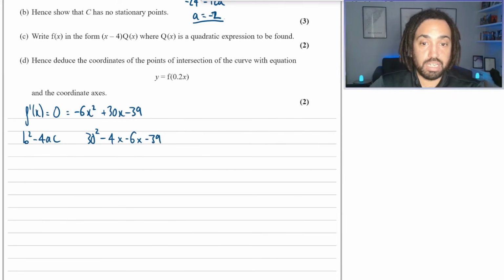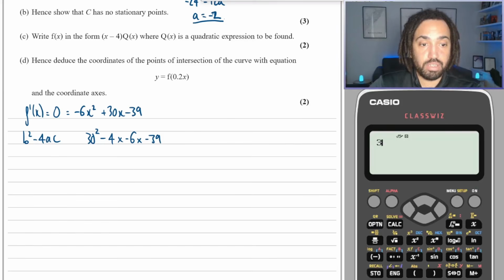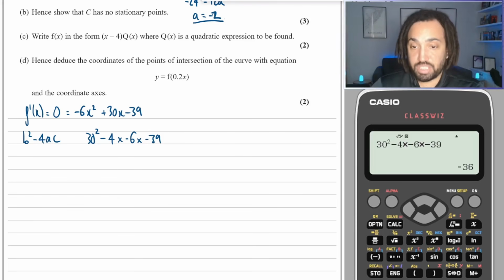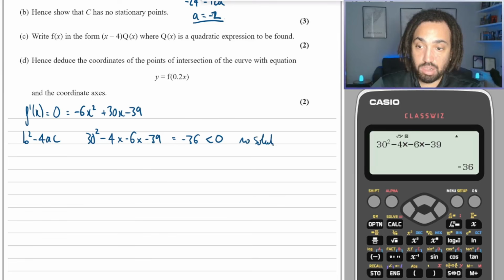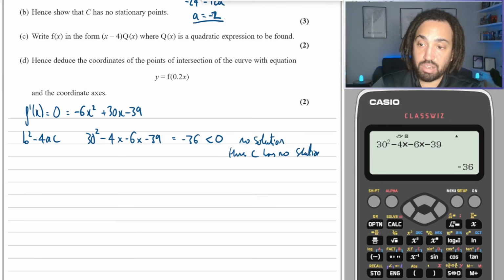Okay, so let's just work out what that is. So 30 squared minus 4 times minus 6 times minus 39. That's equal to minus 36, which is negative, which means there are no solutions. Thus, C has no stationary points. Always good just to add the conclusion.